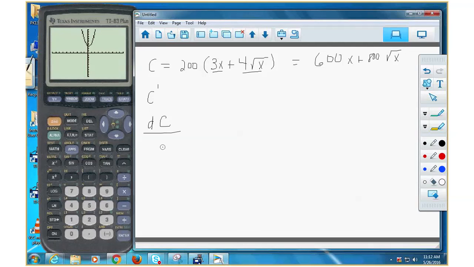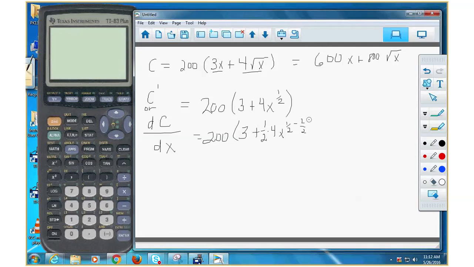dc over dx. I'm not going to use that, but you can write either one of them. It is equal to 200. I'm going to do both of them, so you'll see that you get the same answer. And that's going to be 3 plus, okay, what is this? That's 4x to the 1/2. And that's going to be 200 times 3 plus 1/2 times 4x to the 1/2 minus 2/2.